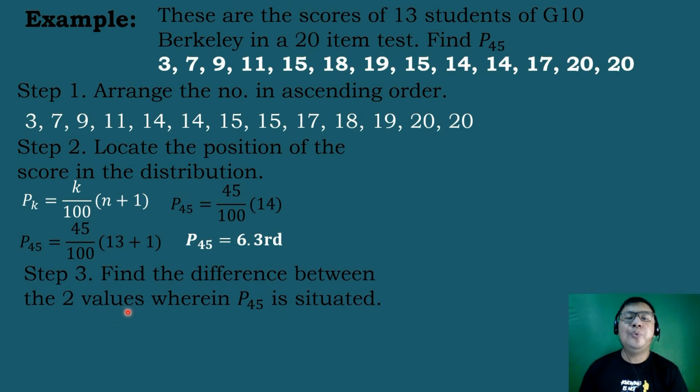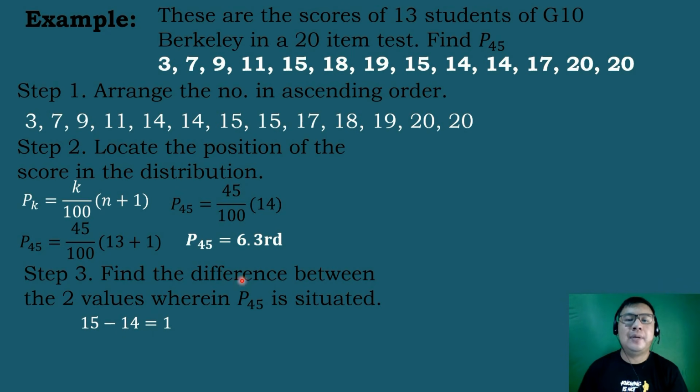After that, we will now find the difference between the two values wherein percentile 45 is situated. Percentile 45 is situated somewhere in between the 6th and the 7th number. So we will count in this set of scores. This is the first number, the second one, the third, the fourth, the fifth, and the 6th and the 7th number. So we will get the 6th and the 7th number, that is 14 and 15 respectively, and we will get the difference of these two. We have 15 minus 14, and that is equal to 1.